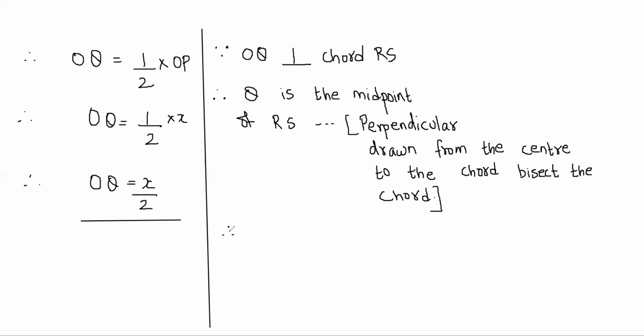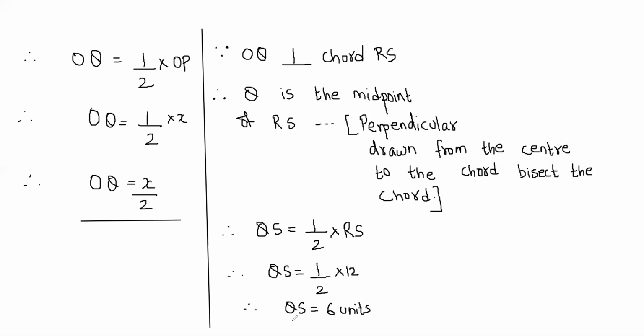Therefore, QS is equal to half of RS. We already know in the sum, RS is 12 units. Therefore, QS is equal to half of 12, that is 6 units. Now we got all the three sides of the triangle.